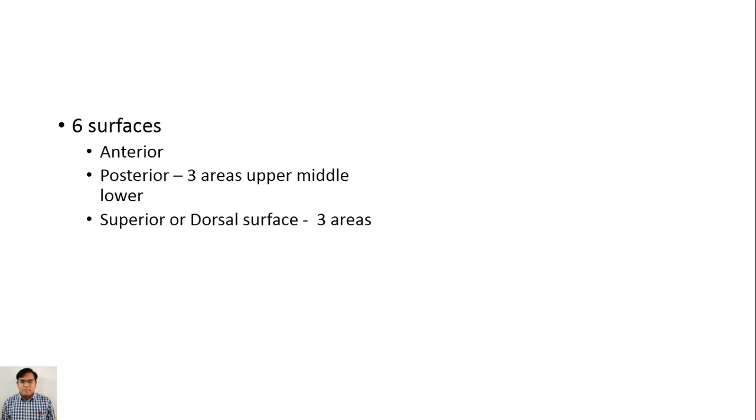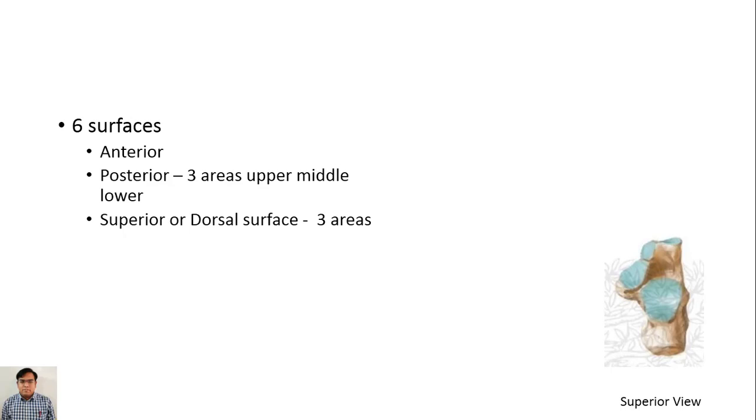Superior or dorsal surface is again divided into 3 areas. This is anterior area, anterior 1/3, this is middle 1/3, and this is posterior 1/3. Posterior 1/3 is non-articular, while middle 1/3 and anterior 1/3 they are mostly articular. Middle one third articulates with talus.